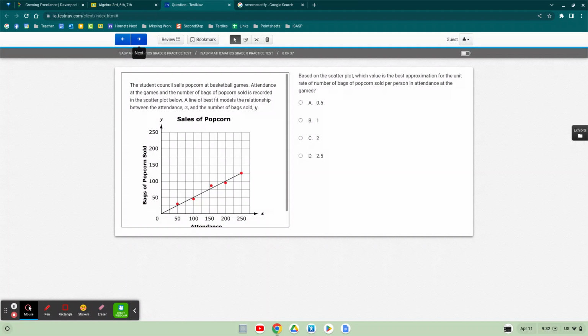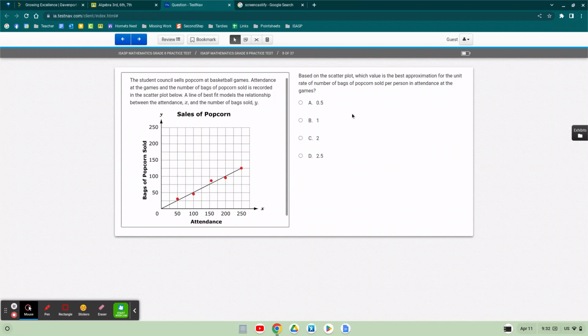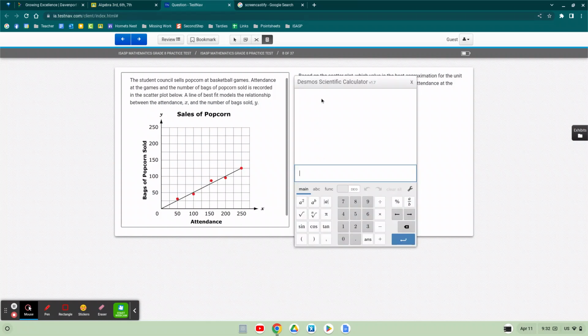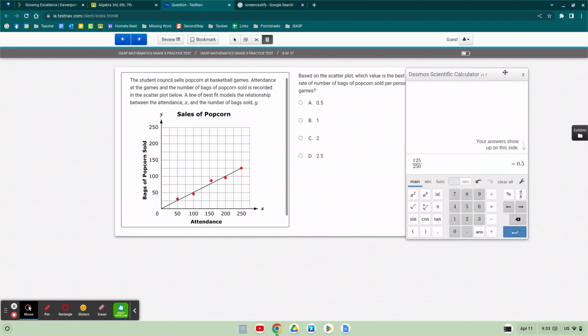Same graph. Okay, based on the scatter plot, which value is the best approximation for the unit rate of number of bags of popcorn sold per person in attendance at the game? So unit rate just means you take this number divided by this number. So for the best approximation, pick a point that we know for sure. This one's a good one. So 125. So we do amount of popcorn bags sold by how many people attend the game. Okay, so 0.5.